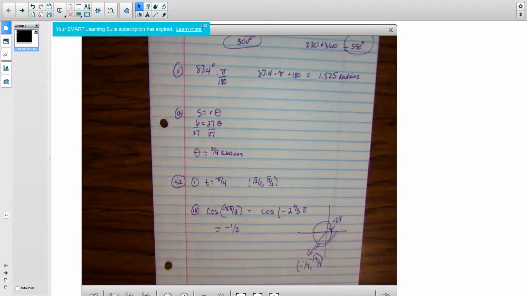Other questions on 15, 16, or 17? 19 or 20?